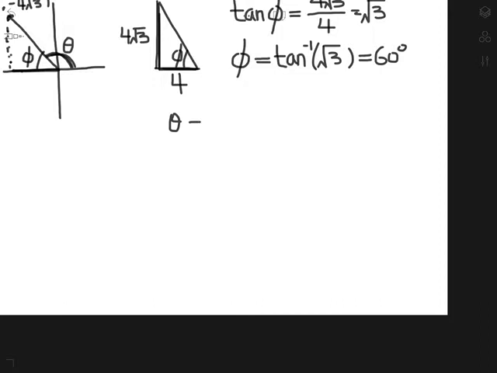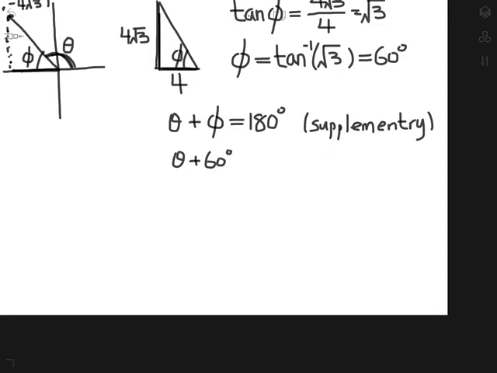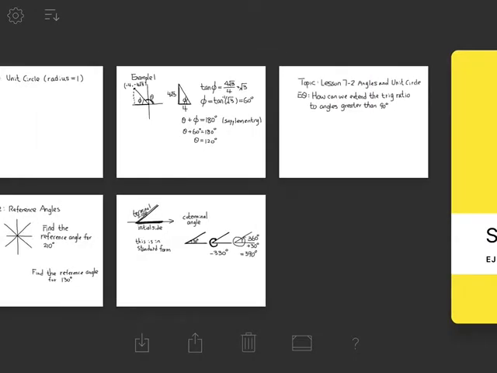But you know that theta plus phi equals what? 180 degrees, right? What do we call this in geometry class? Supplementary. These two angles add up to 180 degrees, so we call them supplementary angles. We know that phi equals 60 degrees, so theta is going to be 180 minus 60, which is 120 degrees. In this way, we can calculate the angle measurement. And that's our example number 1.